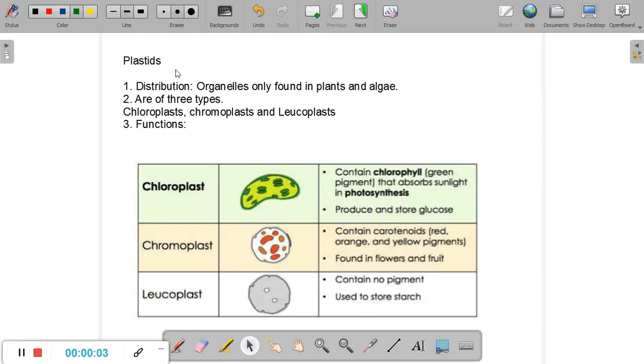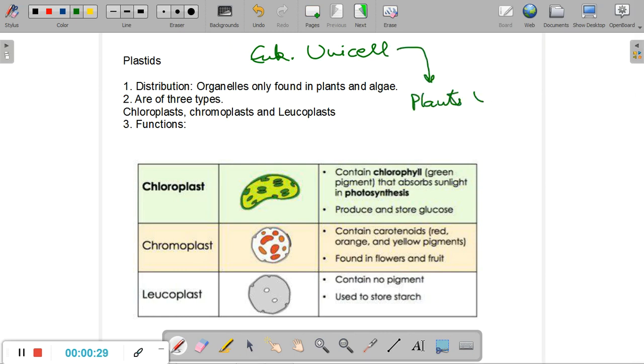In today's session, we will learn about an organelle called the plastid. Now, plastids are unique to plants. These organelles are not found in any other organism other than plants and algae. Eukaryotic unicellulars. And the only two eukaryotic organisms with this organelle are plants and algae. So only these two organisms have this organelle called plastids.